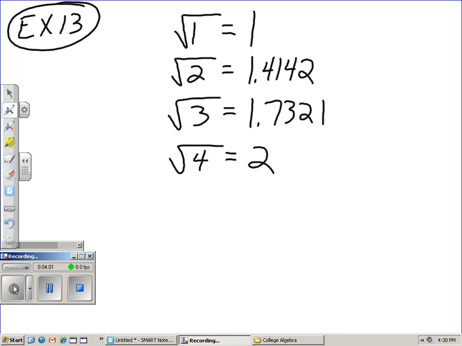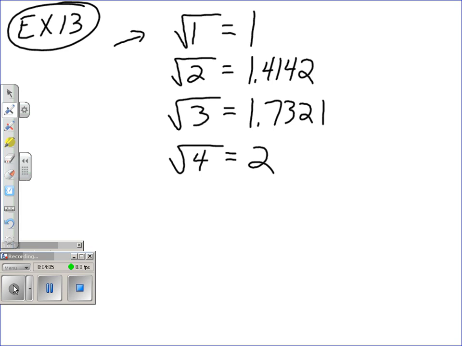All right, before we go into example for number 13, I want to talk to you guys about square roots. Now, remember every number has a square root, okay? Square root of 1 is 1. Square root of 2 is 1.4142. Square root of 3 is 1.7321. Square root of 4 is 2, and so on. Every number has a square root. It's just that some of them are not pretty.